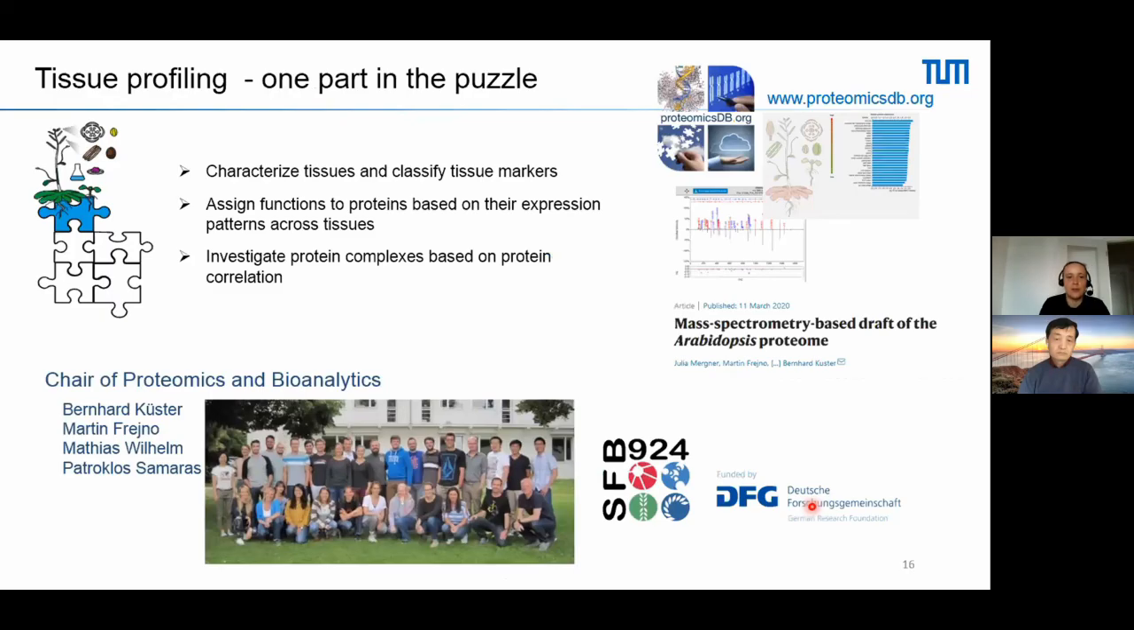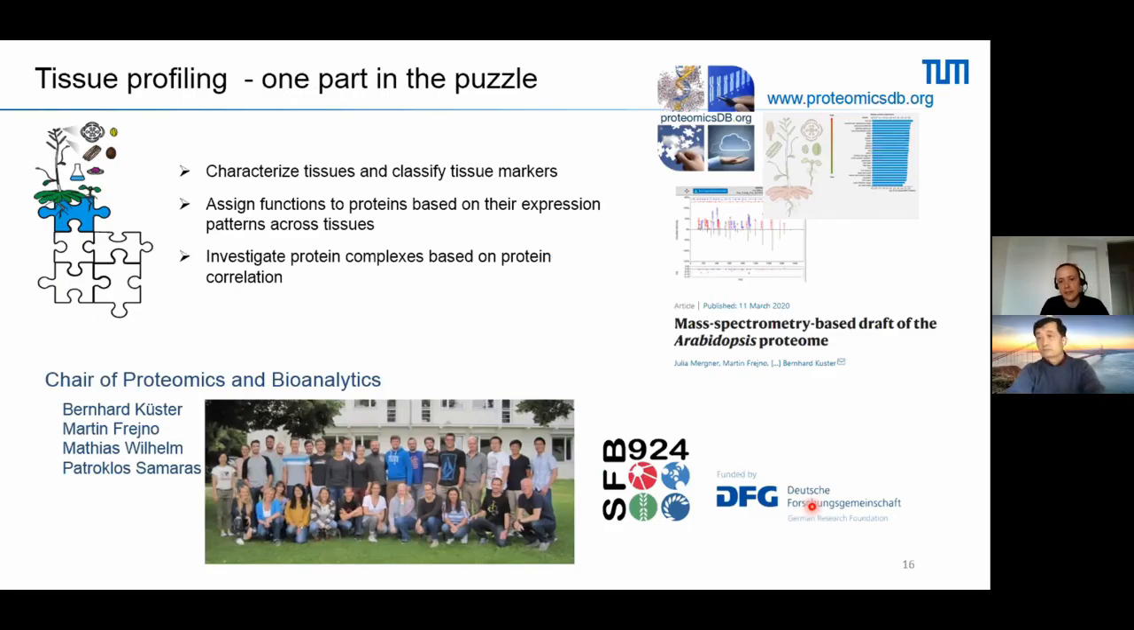So with this, I'm already at the end. I hope I could show you that tissue profiling is a quite nice technique to characterize different tissues and to classify tissue markers. You can use it to assign functions to proteins based on their expression pattern in the different tissues. And it can also be useful to investigate protein complexes based on their correlation and composition in different tissues.